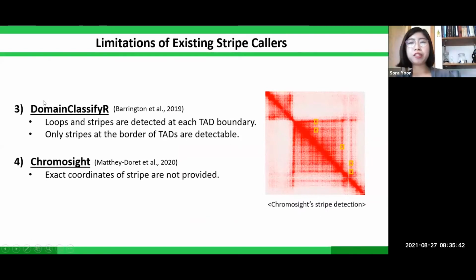There are also other stripe callers, called domainClassifieR and Chromosight. DomainClassifieR detects loops and stripes at the TAD boundary, so stripes within the TAD are not detected by it. And Chromosight detects loops, stripes, and other features in Hi-C data using computer vision. However, when it reports the location of stripes, it gives only one point, as shown in this figure, so it is hard to know the exact coordinates of the stripes.